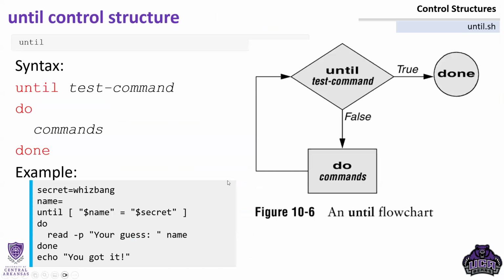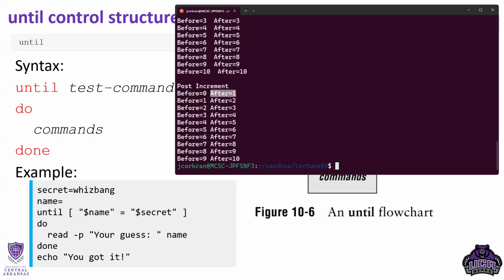All right, so until is kind of the opposite of the while loop right here. So it's going to sit there and loop continuously until a condition is met right here. And I kind of created the world's worst video game as the example right here.